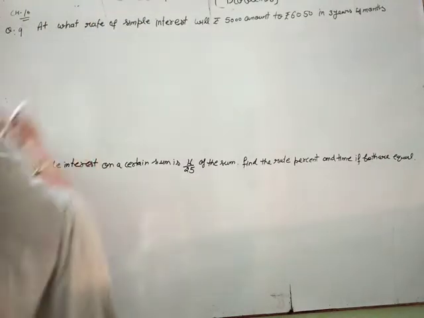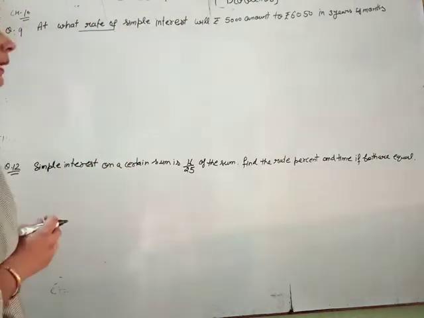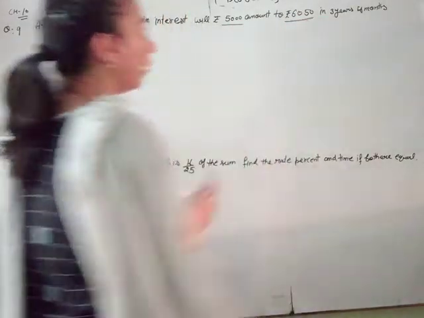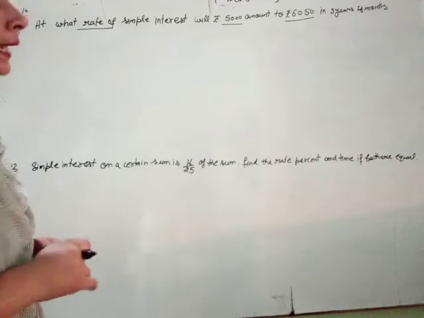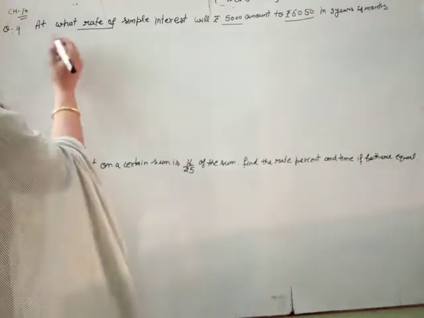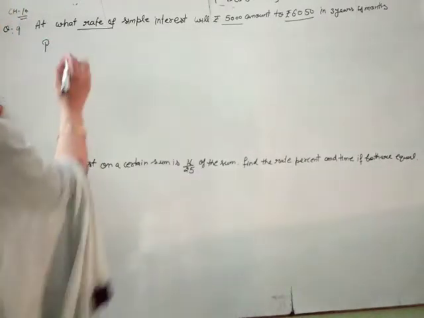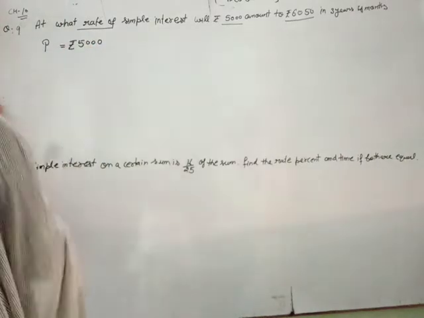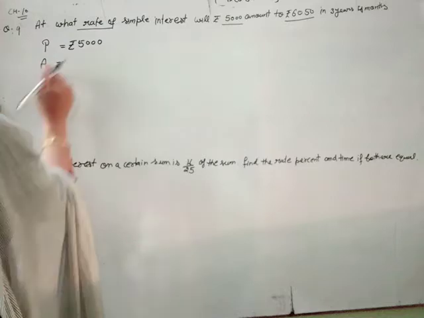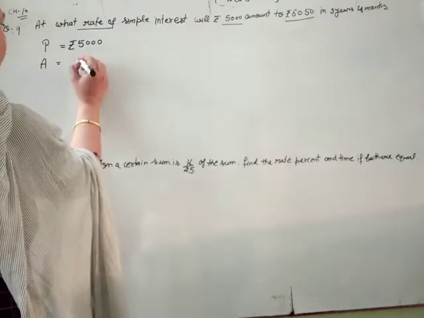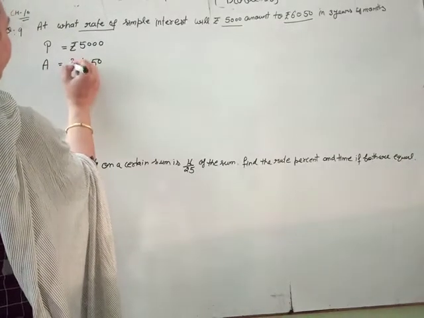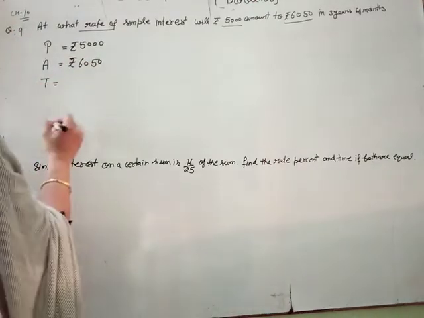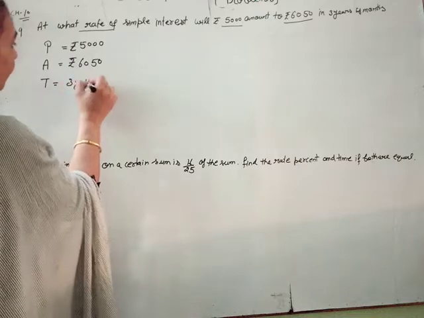Students, we find the rate of simple interest. Here the rupees amount is the sum, and this is the amount, and the time period is 3 years 4 months. So first we take principal, let principal P equal 5,000 rupees. Then amount, denoted by A, equals 6,050 rupees. Next, time period, denoted by T, is 3 years 4 months.